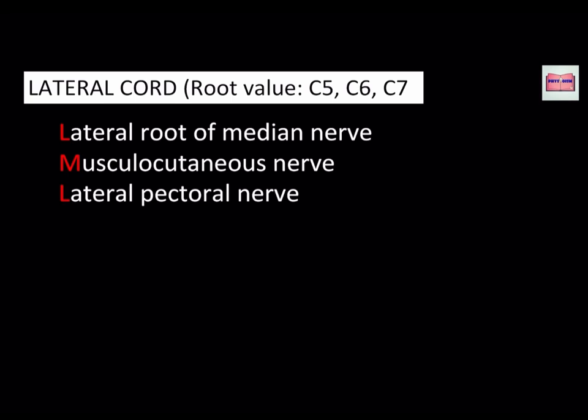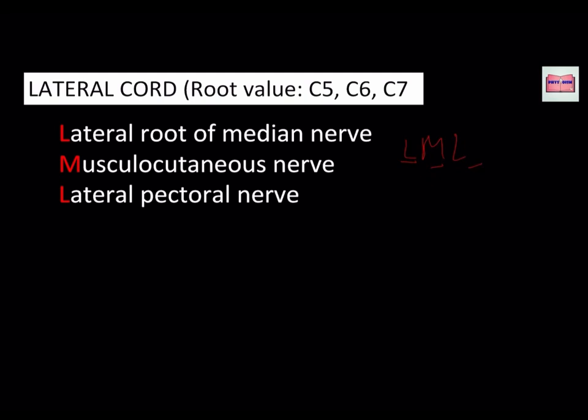So coming to the lateral cord. As I previously told, the root value for the lateral cord is C5, C6 and C7, right? And also the mnemonic I told was LML. So what is L? L is the lateral root of median nerve. M is the musculocutaneous nerve, and another L is the lateral pectoral nerve. So these are the 3 branches which are arising from the lateral cord. Okay. The root value is the same for all the nerves, C5, C6 and C7.